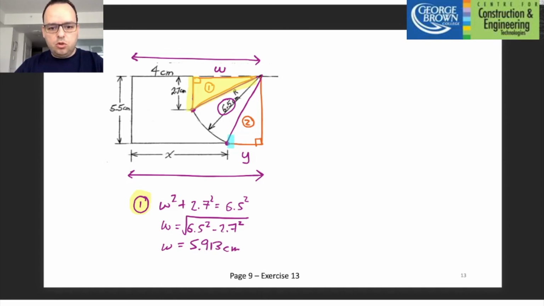Similarly, we can go to triangle number 2 and we can solve for Y. So how tall is this triangle? Well, the leg of that triangle, the height I should say, is 5.5 because remember, the bounding figure is a rectangle. So for triangle number 2, let's highlight that in blue, we would have the following. The longest side is still 6.5, which is the radius of this sector of a circle. We would have Y squared plus 5.5 squared is 6.5 squared.